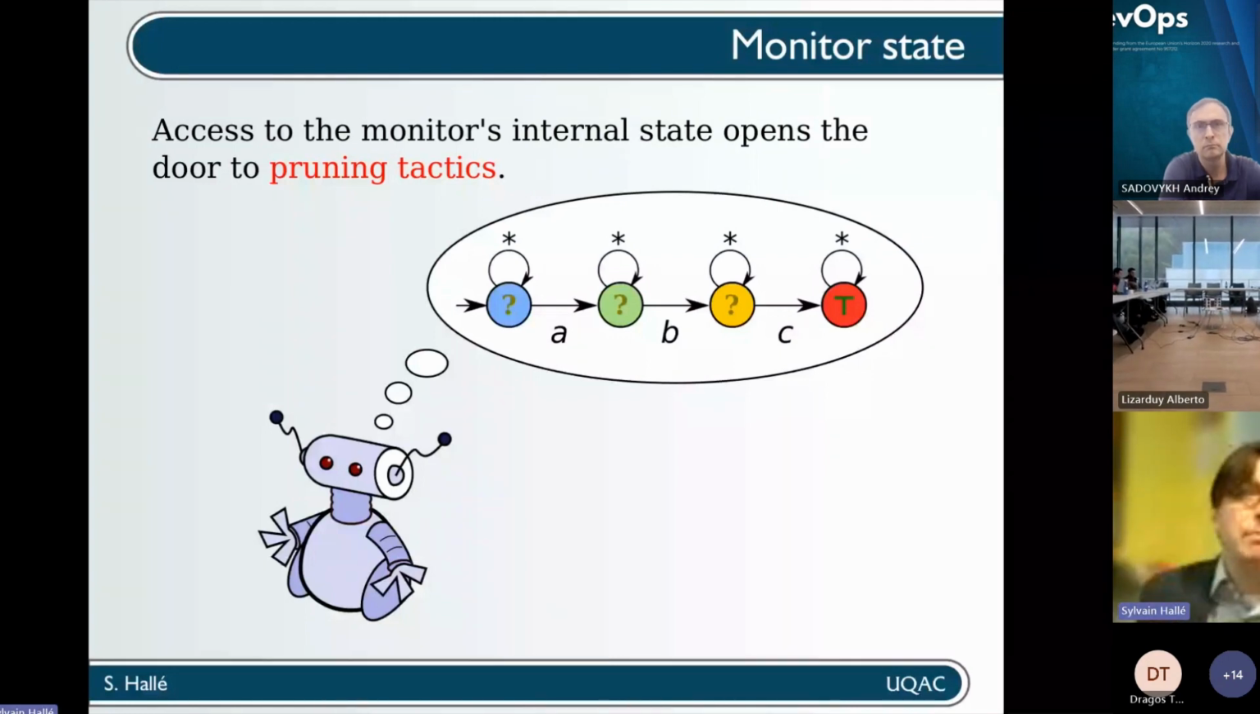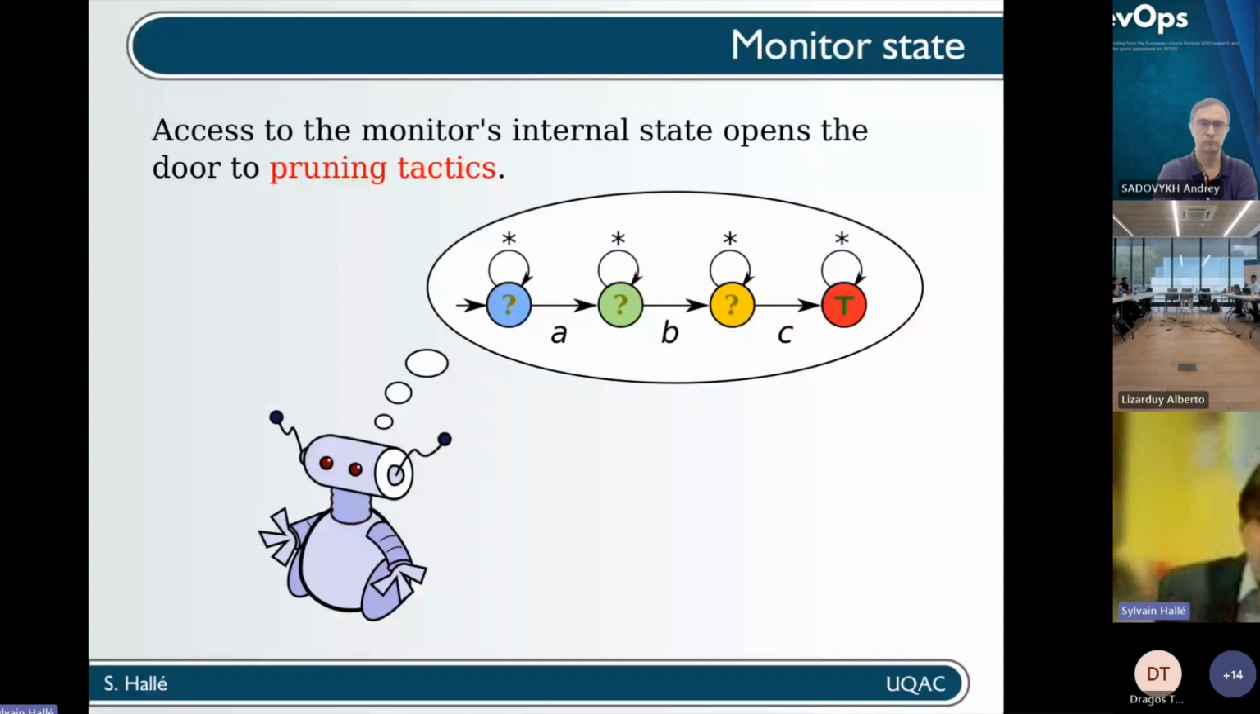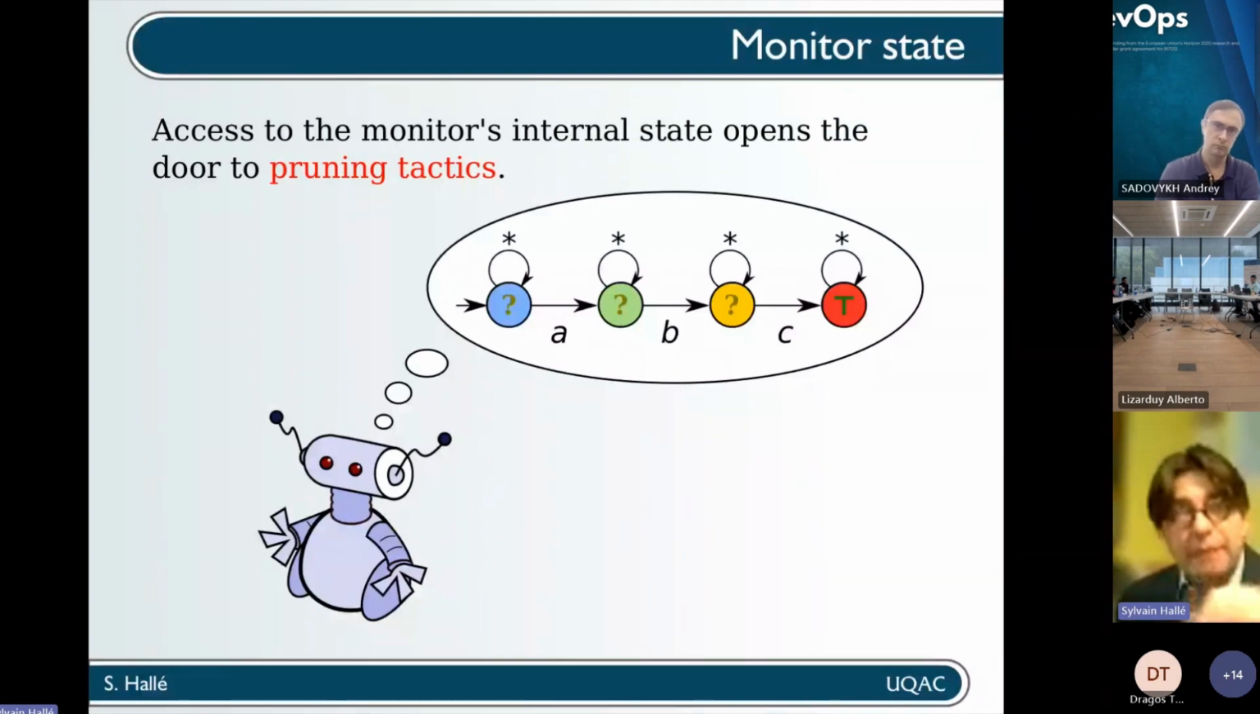If we have access to the monitor's internal state, we can indeed define what I call here pruning tactics. Here, the state of the monitor is very easy. It can be represented as a finite state machine that you see on the slide. So you remain in the initial state until you read the first A, then you remain in the green state until you read the B that you are looking for, and so on until you end up in the red state, which corresponds to a match of the pattern.